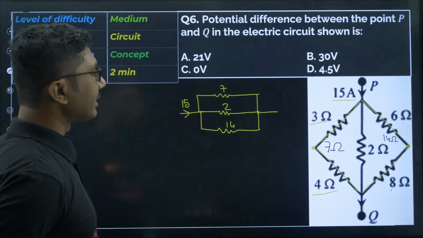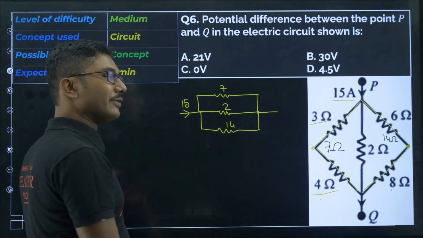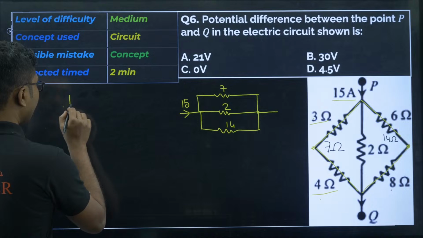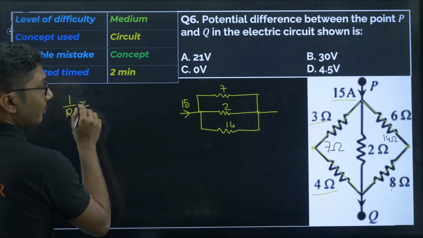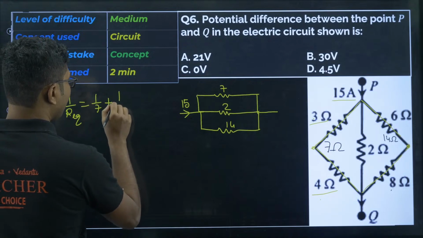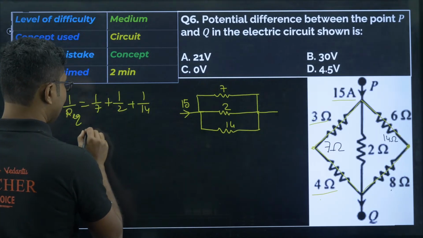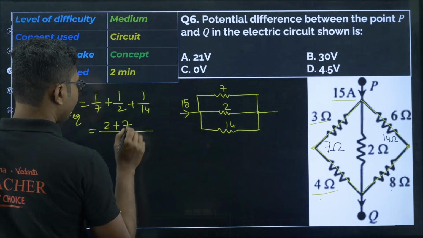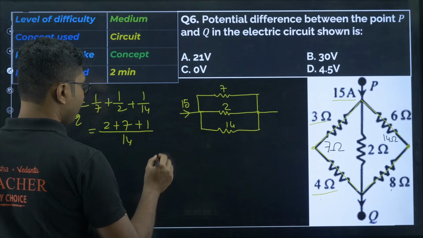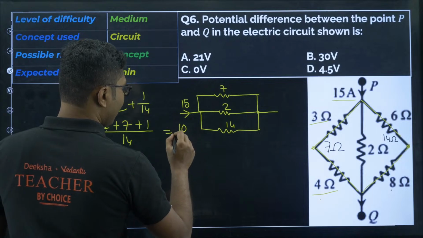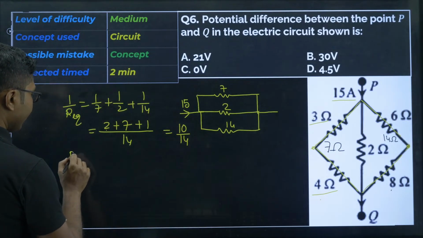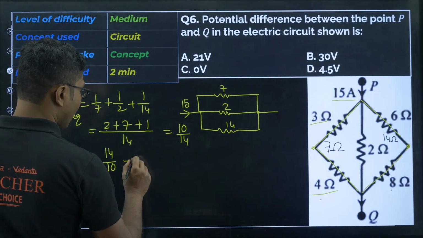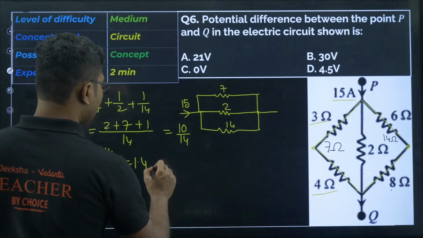Okay, so we just need to calculate the equivalent resistance and then multiply with 15 to calculate the potential, right? So what is the equivalent resistance? 1 by Req equals 1 by 7 plus 1 by 2 plus 1 by 14. Now the LCM is 14, so 7 2s are 14, plus 7 2s are 14, plus 14 1s are 14. So it will be 9 plus 10, so 10 by 14. So R equivalent is basically 14 divided by 10, that is 1.4. Okay, so this is the R equivalent.